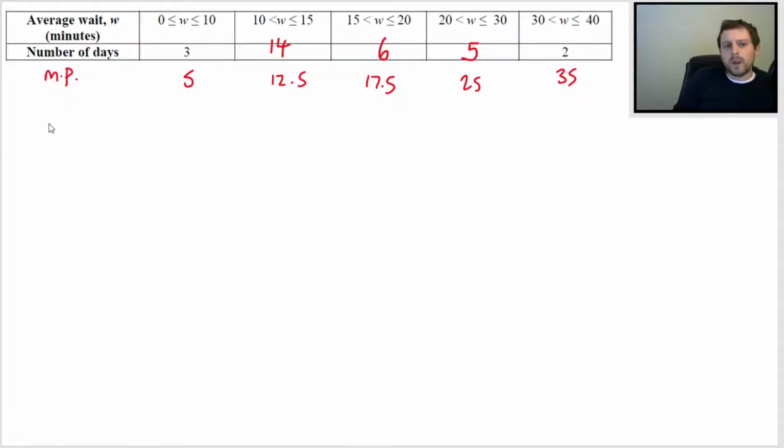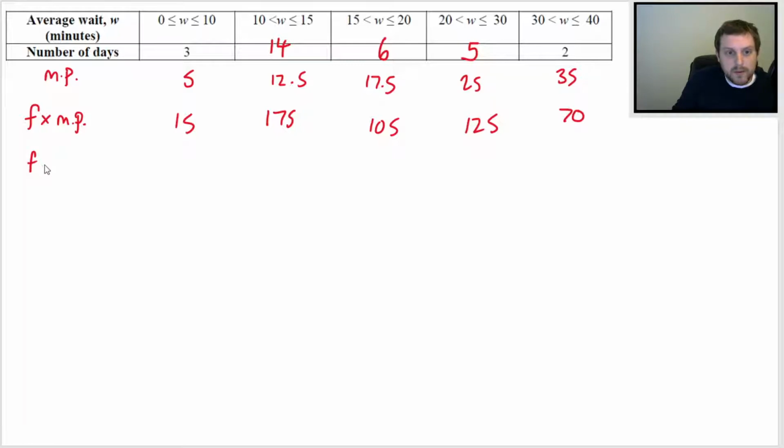So we're going to need the mean. So we're going to do frequency times the midpoint. So we'll do 3 times 5, which is 15. I'm just going to look at this for my numbers here. Then I've got 175, 105, 125, and 70. So that's the frequency times the midpoints.